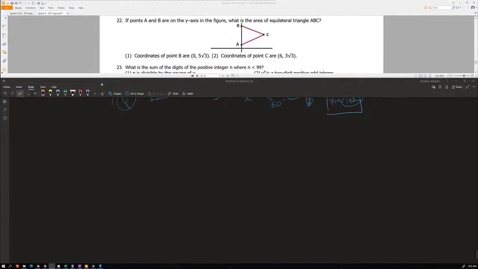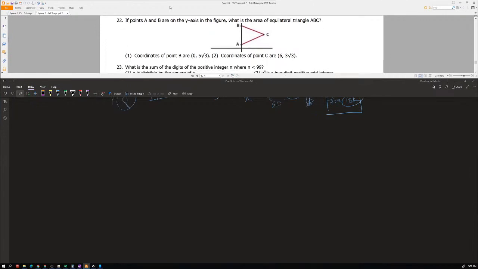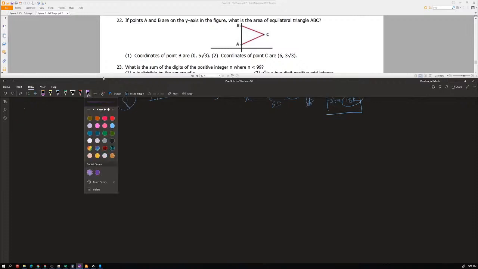Hey everyone, we hit question number 21, and then there were some issues with my power, so we stopped. Now let's start with question number 22. Okay, so let me take the converter.